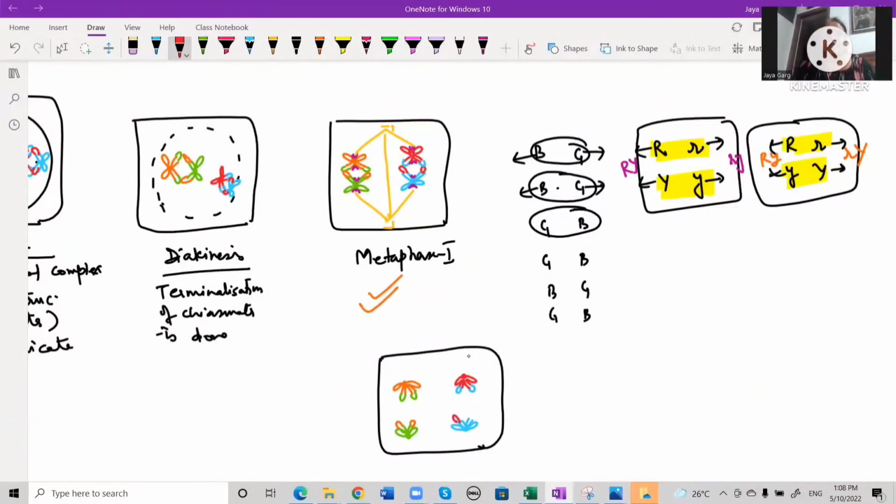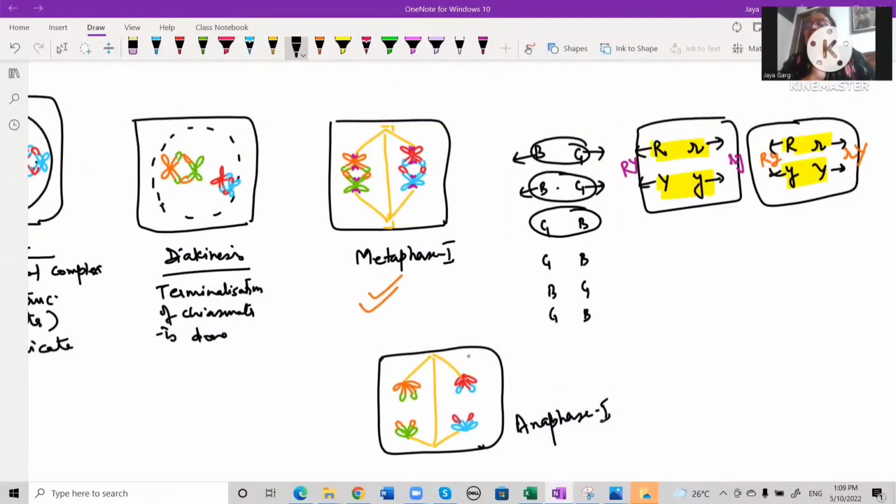To study this better, you have to use this color only, then the picture will become easy for you. This is your anaphase 1. At this phase, the chiasmata are broken. Now the homologous pairs are separating. If the separation is occurring, I will say disjunction is occurring.